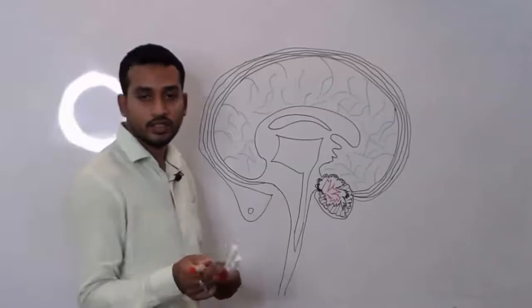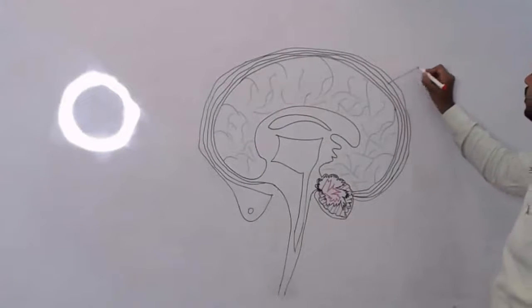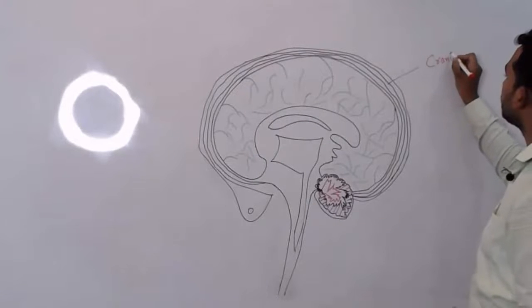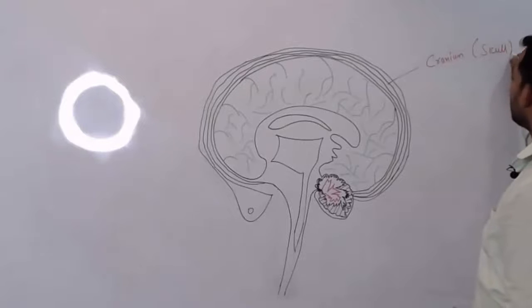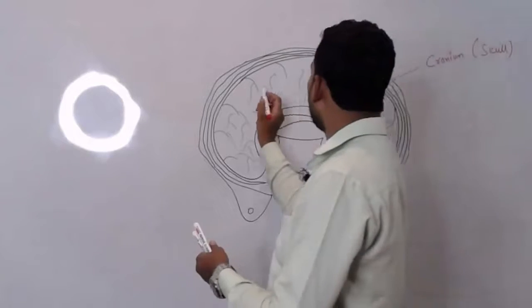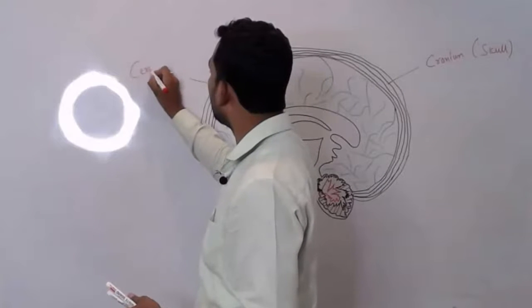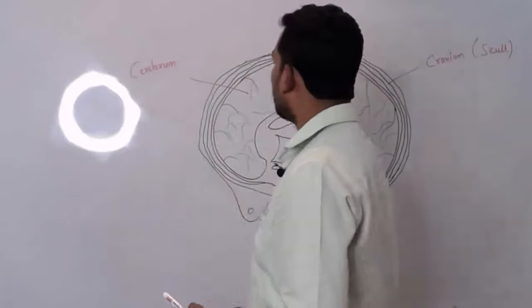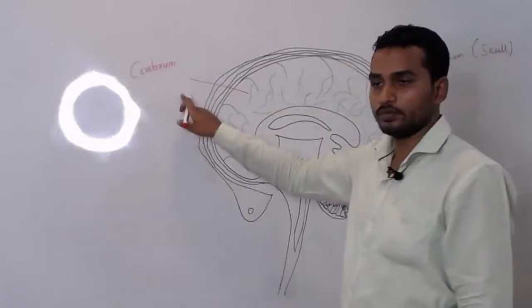Now here we can see this outermost layer of the brain. This is called as cranium. So हम क्या बोलते हैं बेटा? Cranium. That's nothing but skull. Okay. Next, can you see this part inside? This is called as cerebrum. Cerebrum. This is cranium and this is cerebrum.